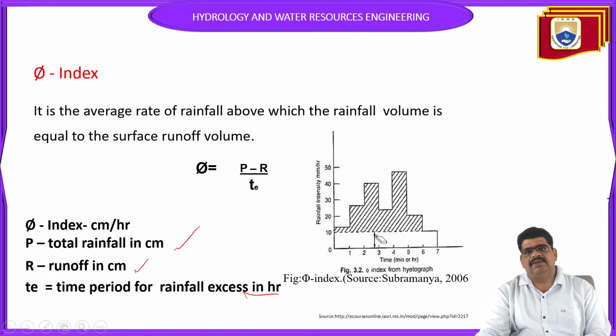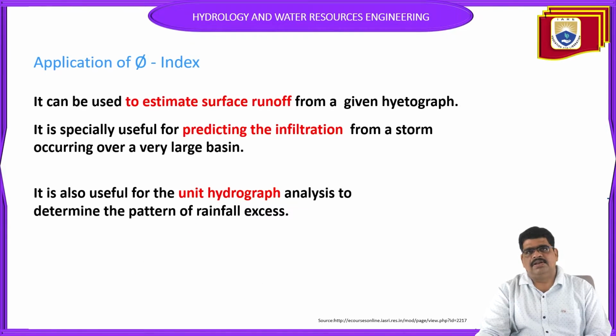So that is the equation to find the Phi Index. Next, where can the Phi Index be used? The applications of the Phi Index are a very important point we are discussing here. The Phi Index can be used to estimate surface runoff from the given hyetograph. It is especially useful for predicting the infiltration from a storm occurring in a very large basin.